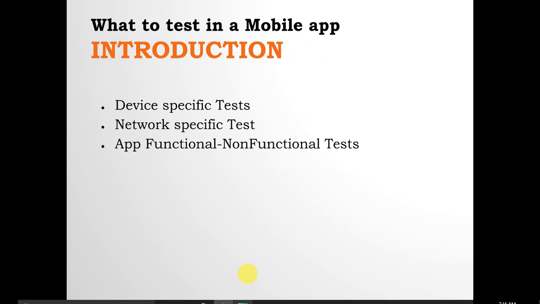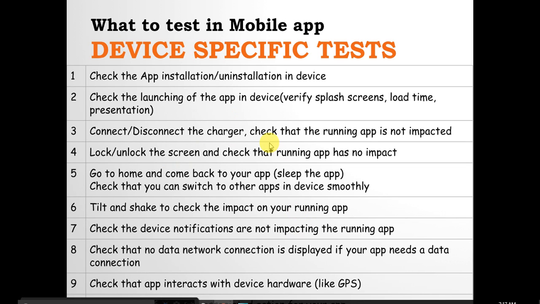And now the mobile application testing, and here we have categorized the test cases in three parts: device specific test, network specific test, and app functional and non-functional testing. So if you talk about device specific test, then you will have to check for the app installation and uninstallation of the app on the device. Check the launching of the app in device. Verify the splash screen, load time, and how it is presented during the launching.